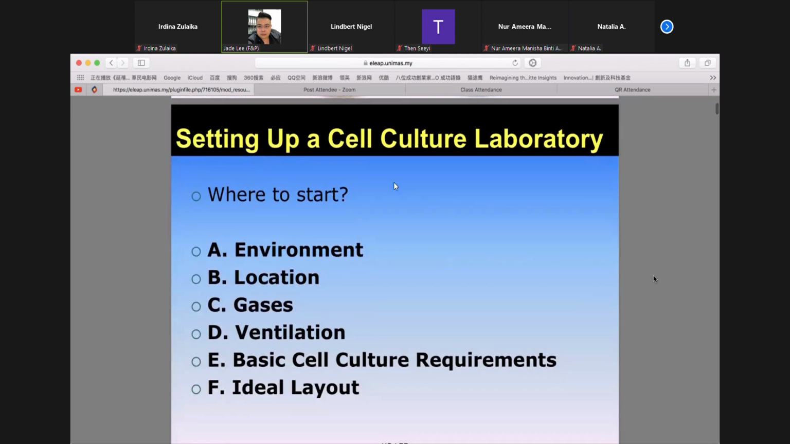So when you start up a lab, you will probably ask how to start it. For example, what are the environments that you're going to create? Where are the locations? What are the gases that I need to supply to the lab? How about the ventilation? What are the basic tissue culture requirements, and the ideal layout of the lab? These are probably the questions you need to think about when you try to kickstart a tissue culture lab.